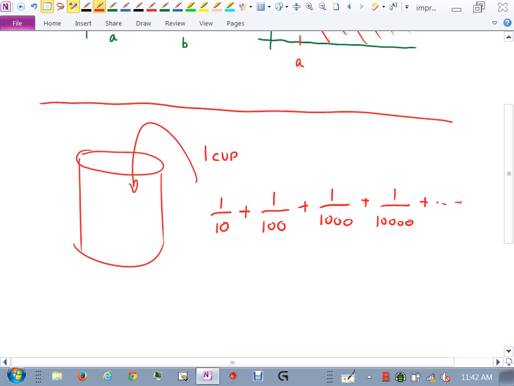No, it's like that guy who walks halfway there, and then halfway between that, and halfway between that. It's like you never actually get there. Okay.